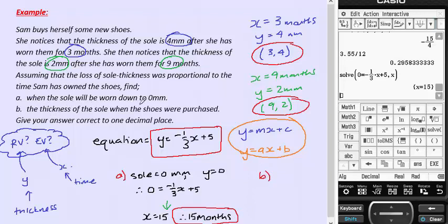It says the thickness of the soles when the shoe was purchased. So when the shoe was purchased, that means that my time, or my x, equals 0. And therefore, if I substitute that in, y equals negative a third times 0 plus 5, and therefore y equals 5. So the thickness of the sole was 5 millimeters. And that's how I can find out the equation of a line and some facts about these shoes by using a linear equation, and then substituting in appropriate values.